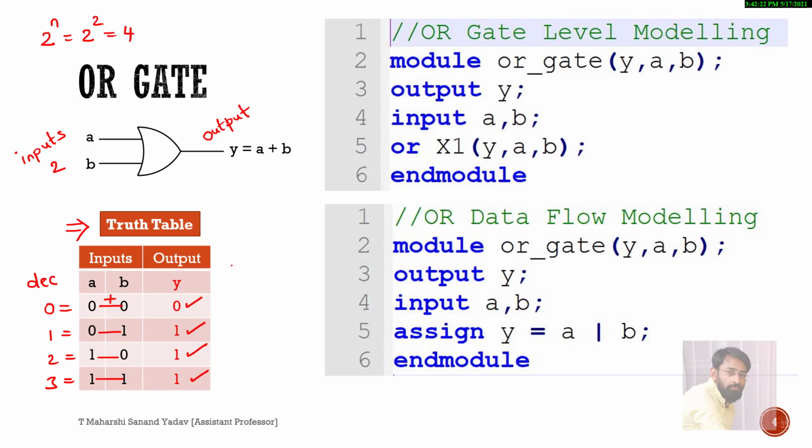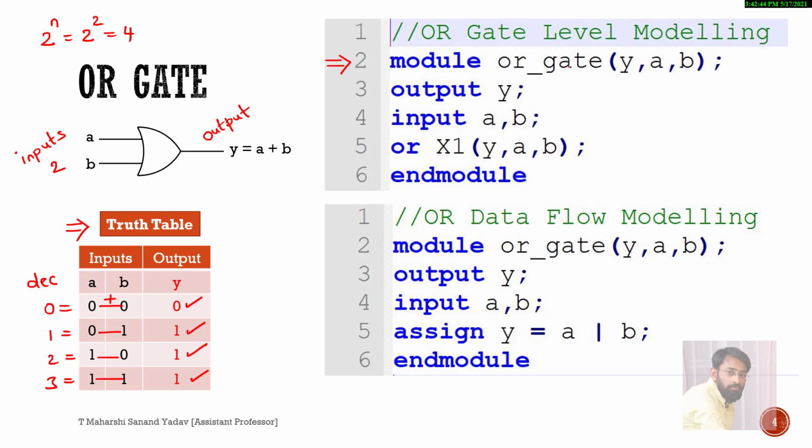Okay. Now, we shall write the Verilog code for this particular OR gate using gate level modeling. And already we have learned the syntax. If you have not gone through the previous video, better go through the previous video of AND gate. So coming to the code.